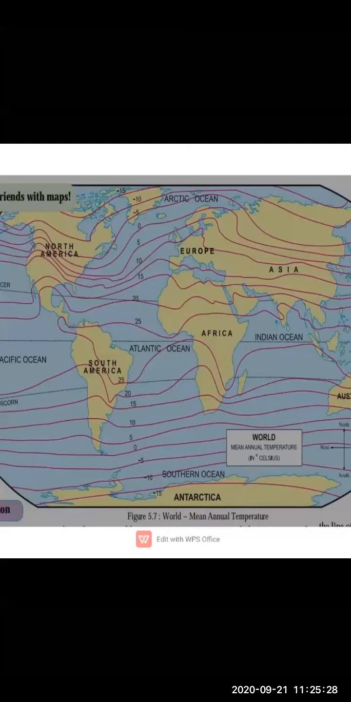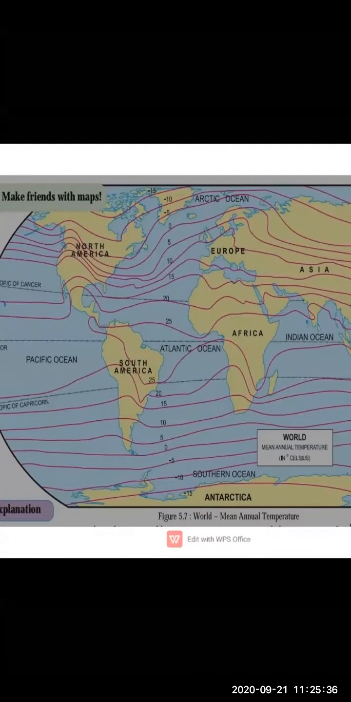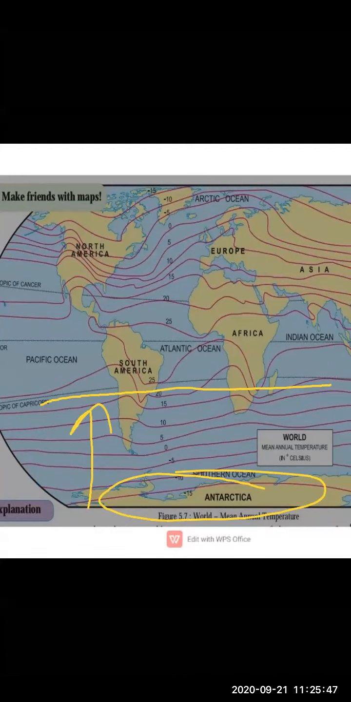Now see, this region is our South Pole, right? From the South Pole, when it is moving towards the Tropic of Capricorn, this is our Tropic of Capricorn, these lines are almost equal, right? The distance between them is almost equal, as the proportion of land in the southern hemisphere is limited.